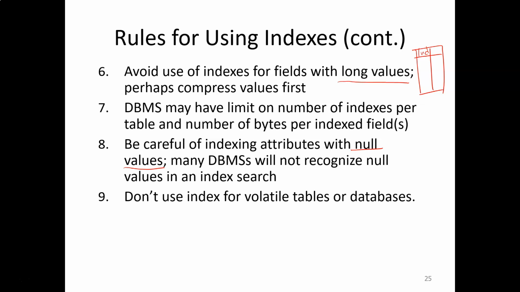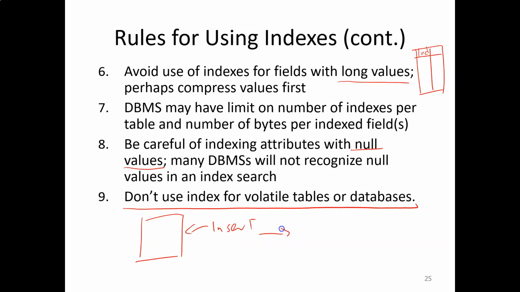The last rule here is use indexes heavily for non-volatile databases and limit the use of indexes for volatile databases. Why is that? Well, because when you create an index, if you update the database, let's say you insert a new record, it also needs to update the index. If you change the value of the record, it also needs to update the index. If the table is very volatile, then the index also needs to be updated very frequently. So that's why you don't want to use indexes on these volatile tables. You will only want to use them for non-volatile databases.